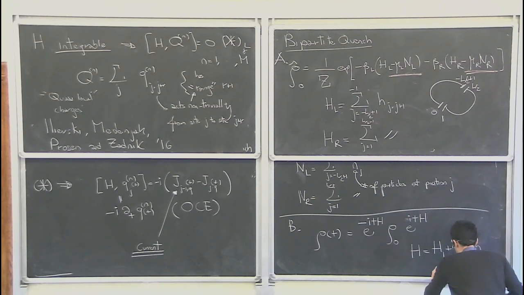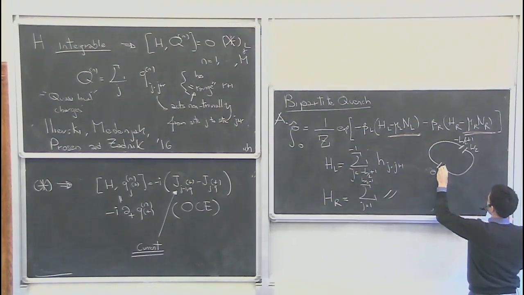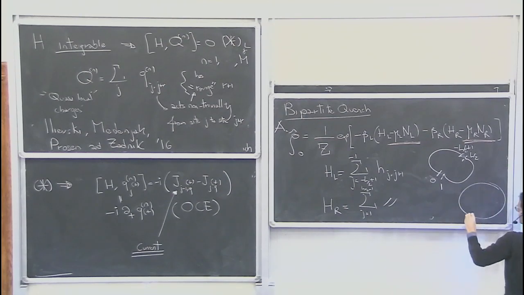H01 plus H L over 2 minus L over 2 plus 1. So basically I'm adding these two links. 0, 1, L over 2 minus L over 2 plus 1. So in picture, you can basically picture this quench in this way.